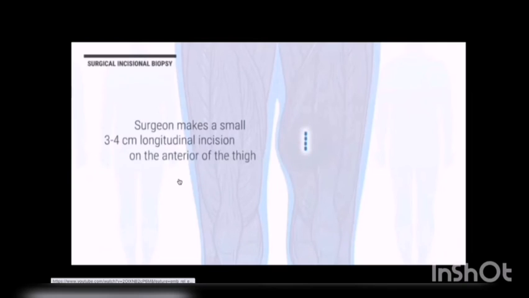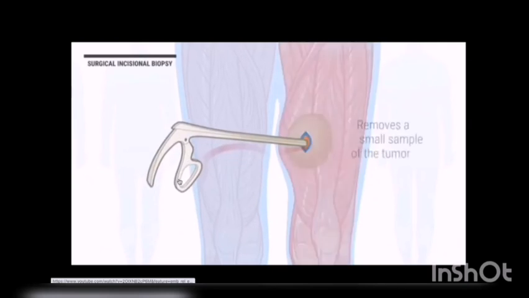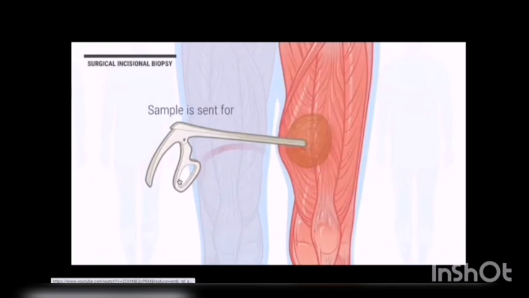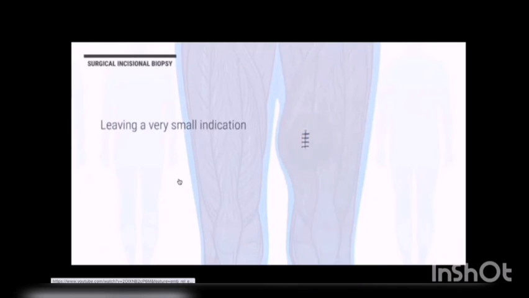Surgical incisional biopsy is a technique where the surgeon makes a small 3 to 4 centimeter longitudinal incision on the anterior, or front, of the thigh. Then, the surgeon exposes the sarcoma and removes a small sample of the tumor. The sample is sent for pathological analysis, which will determine if it is a soft tissue sarcoma. The incision is then closed, leaving a very small indication of the biopsy. Several days after the surgical incisional biopsy, a diagnosis of the tumor will be finalized.